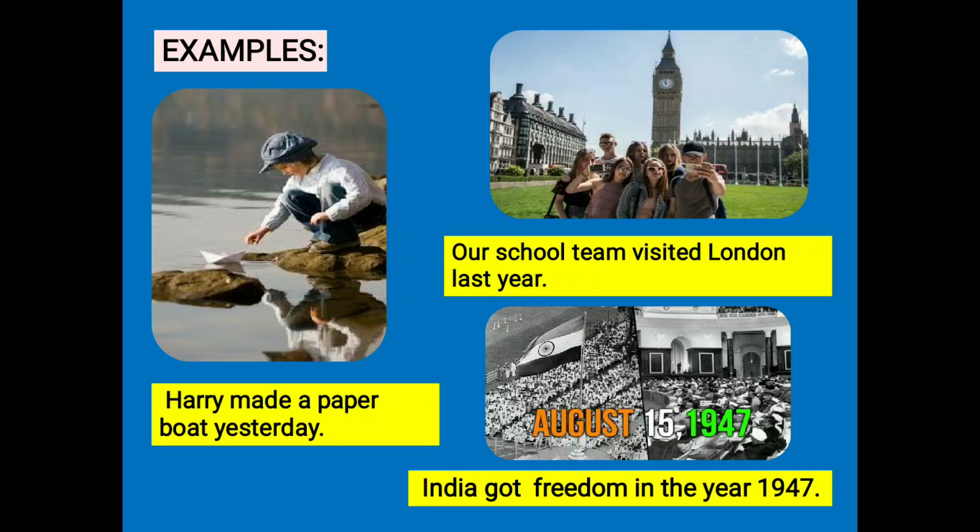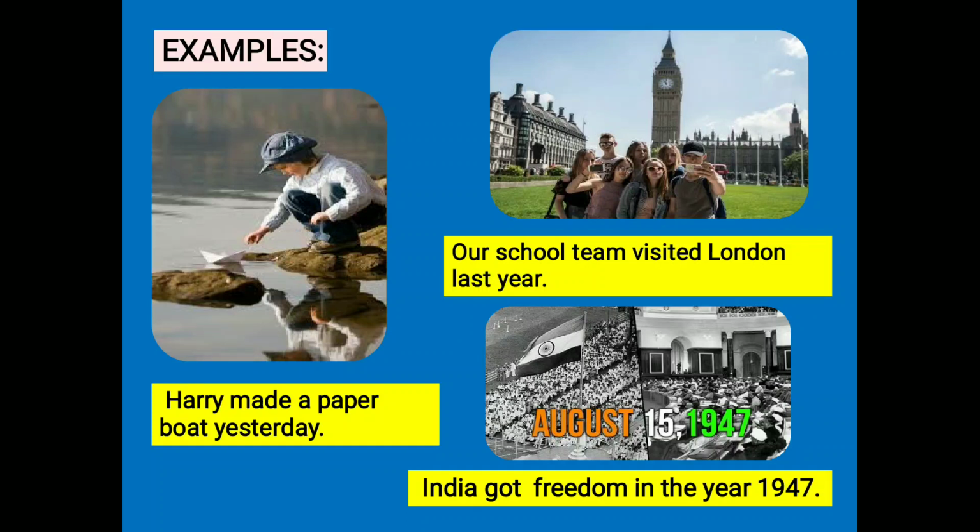Then we get the third picture, which shows India's independence in 1947. So 1947 is a time in history, a past time, and here, in order to describe this situation, we write India got freedom in the year 1947. So a marked point of time, a specific point of time in the past, that is the year 1947. During that past time, India completed something, an action got completed.